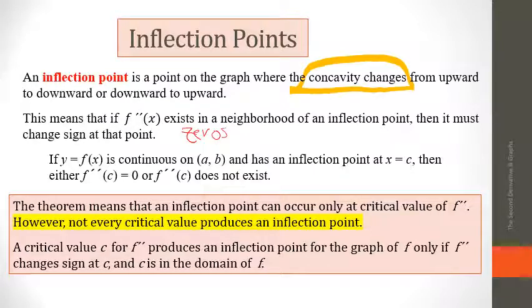zeros and DNE of the second derivative. So it's much like what we did already on the first derivative, it's just now with the second derivative. And instead of telling us increasing and decreasing, it tells us concavity, where it's happy and sad, or concave up and concave down.